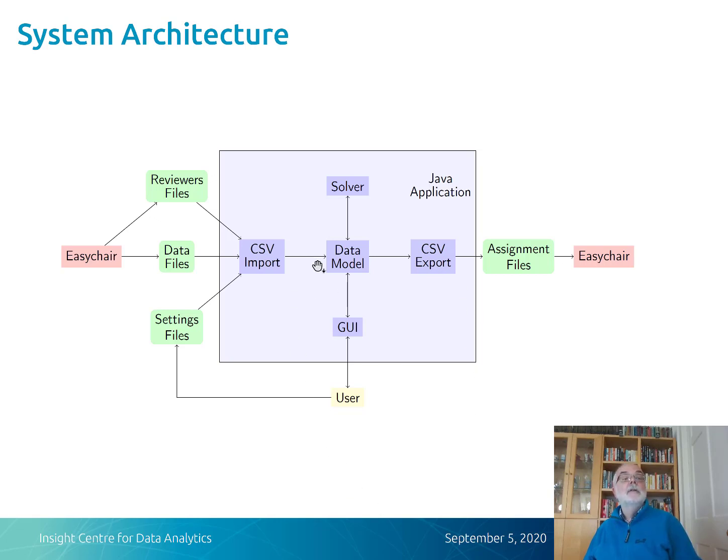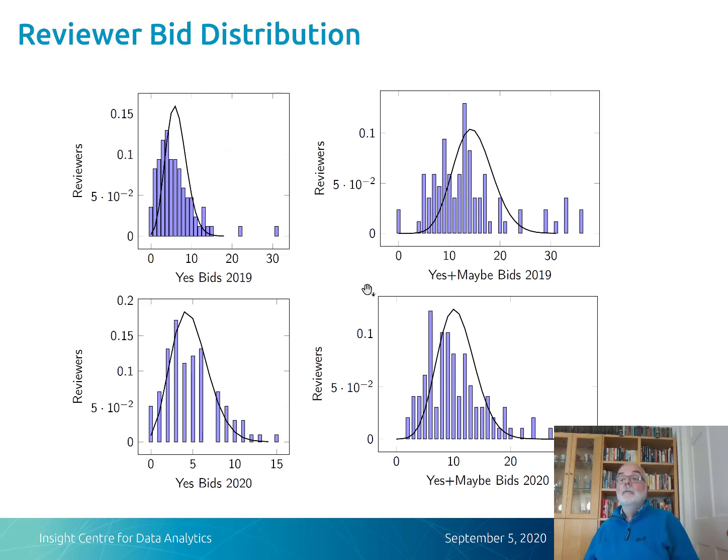We have a Java application that reads data from EasyChair and exports the results back, and that can be modified and controlled by the user either through setting files or a user interface. Here we have some information about the bid distribution for the conferences for 2019 and for 2020.